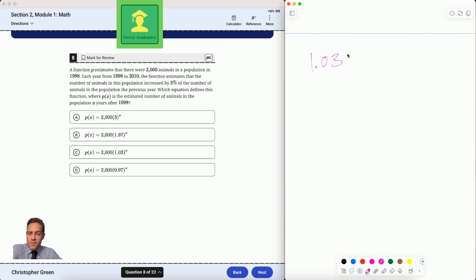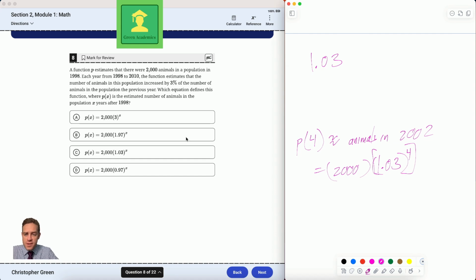Which equation defines this function where p of x is the estimated number of animals in the population x years after? Yeah, it's multiplying by 1.03 every year. So for example, if you were talking about the year 2002, p of 4 would give you the animals in 2002. And it would be where you started in 1998 times 1.03 to the 4th power, where of course the exponent applies just to that.